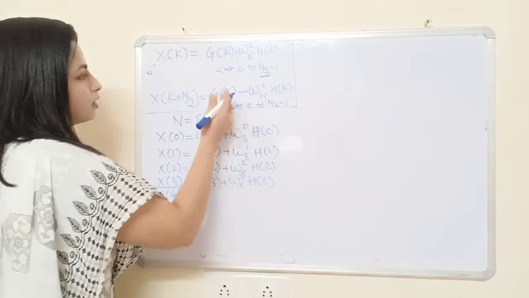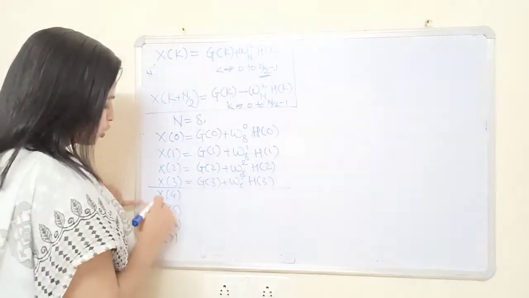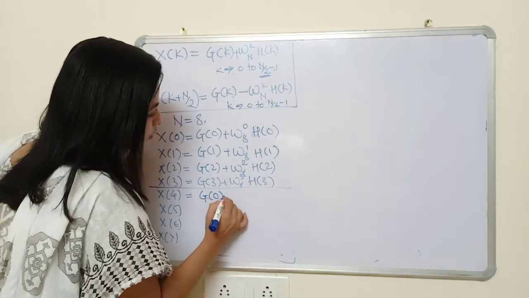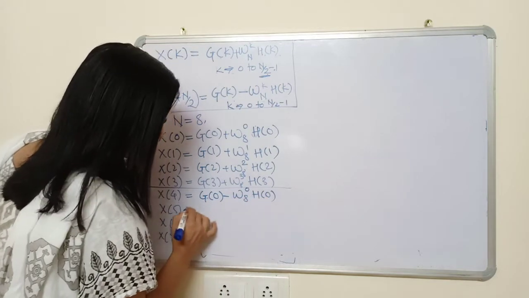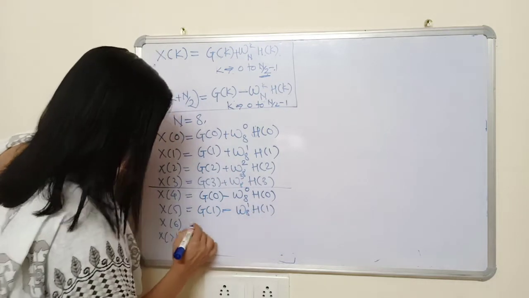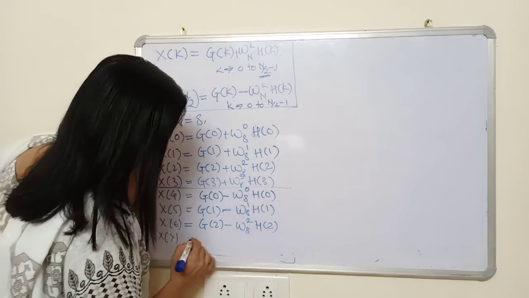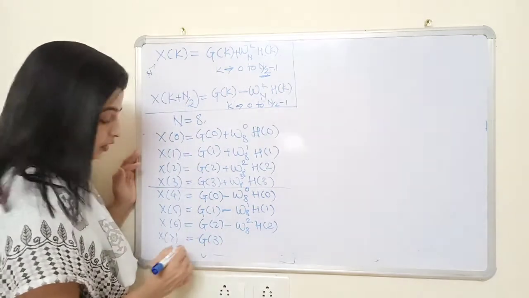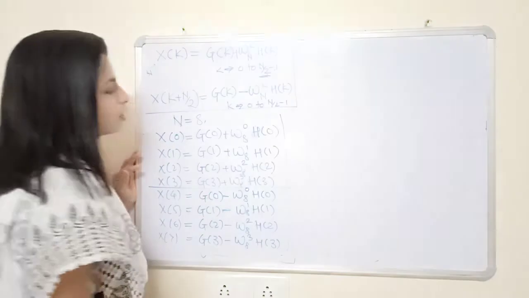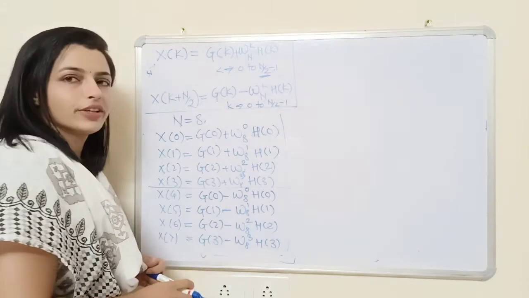Now in the second 4 equations, g of k, h of k, all the values will be same, we are just reversing the sign. Instead of plus, we are adding minus. So x of 4, k plus n by 2, means the next half number of points calculation is started here. G of 0 minus omega 8 raised to 0, h of 0. This is g of 1 minus omega 8 raised to 1, h of 1. X of 6, g of 2 minus omega 8 raised to 2, h of 2. This last point, x of 7, is equal to g of 3 minus omega 8 raised to 3, h of 3. So from this you can see these are the 4-point DFTs from which we are calculating this 8-point DFT.